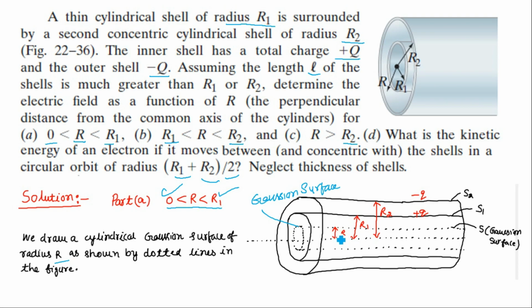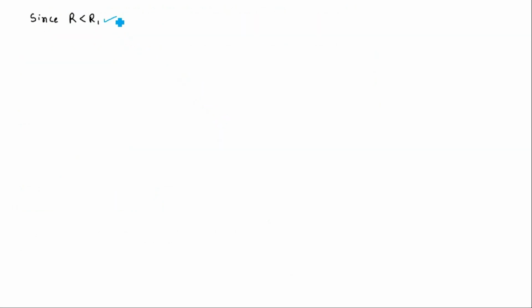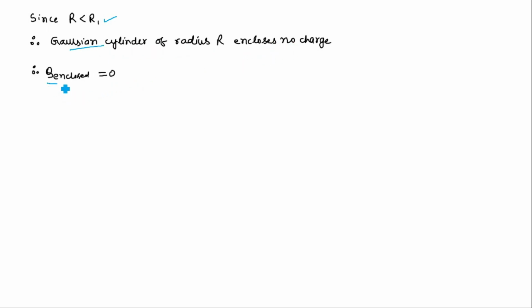The radius of this Gaussian surface is r, and you can see it is inside the cylinder of radius r1 as well as the cylinder of radius r2. Since the charge is placed only on the surfaces of the cylinders of radius r1 and r2, this Gaussian surface does not enclose any charge. Since r is less than r1, the Gaussian cylinder of radius r encloses no charge. That is, q enclosed is equal to 0.